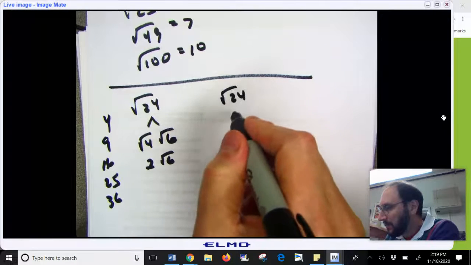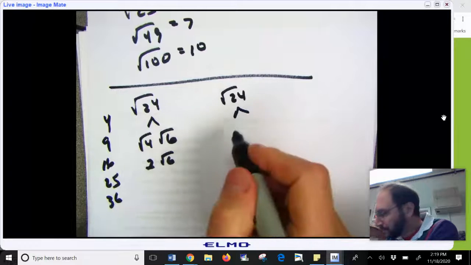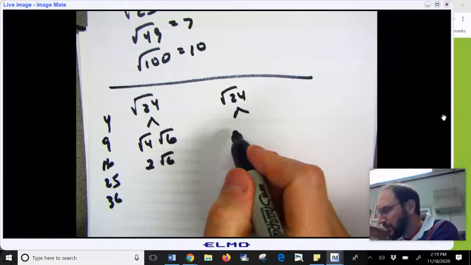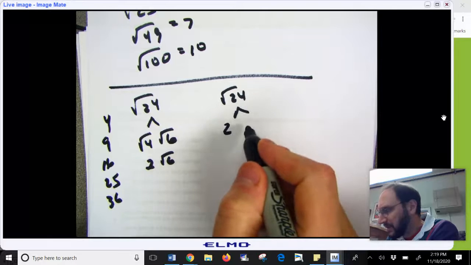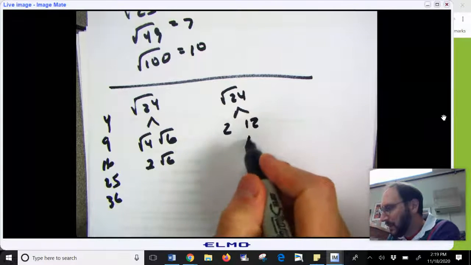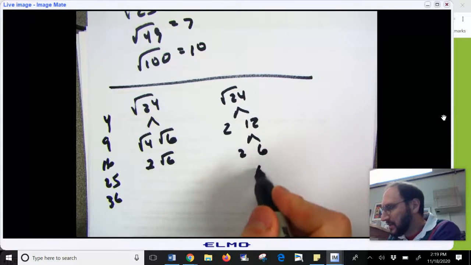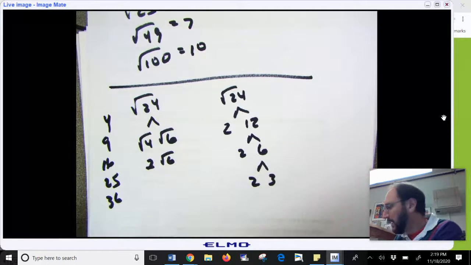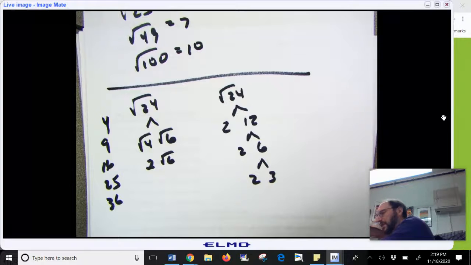Another way of doing the same problem is to do prime factors and see what happens with 24. So for instance, you could divide out 24 and say, oh, that's 2 times 12. And this is 2 times 6. And this is 2 times 3. And then we look through and we look for pairs of factors. So pairs, double roots, they're called.